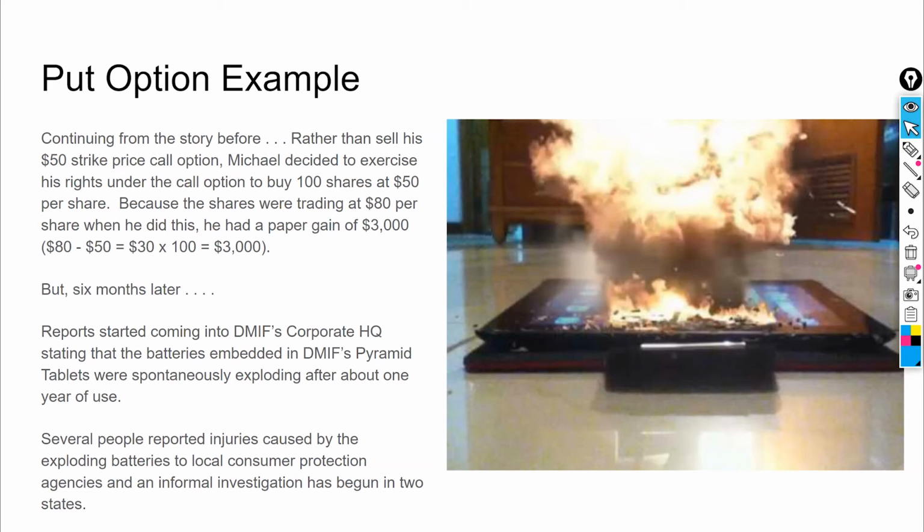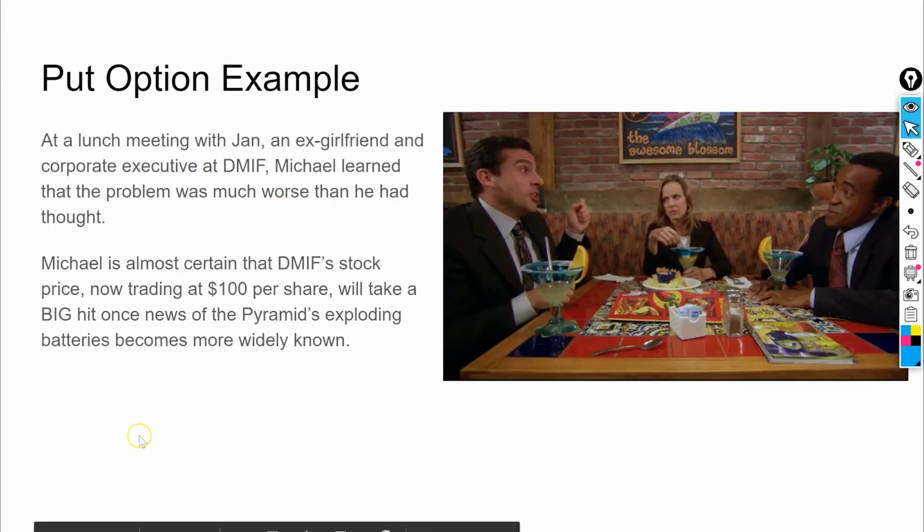Consumer protection agencies are starting to do an informal investigation in 2 different states, let's say, right? Maybe in Pennsylvania, in Scranton, where they are located, and let's say in New York, right? And then let's say at a lunch meeting with Jan, which is Michael's ex-girlfriend, and she's one of the corporate executives, Michael learns that the problem is much worse than he had originally thought, right? It's going to sink the company potentially. This tablet battery exploding issue is going to sink the company. So Michael's almost certain that Dunder Mifflin's stock price, which now has gone up to $100 a share, once this gets out in the mainstream media, is going to take a big hit.